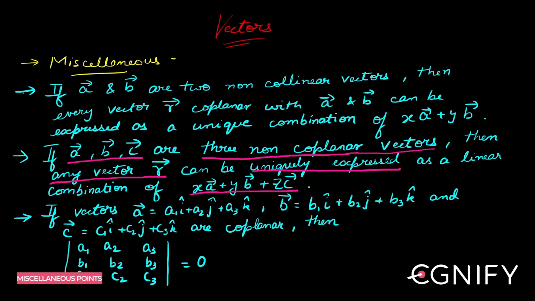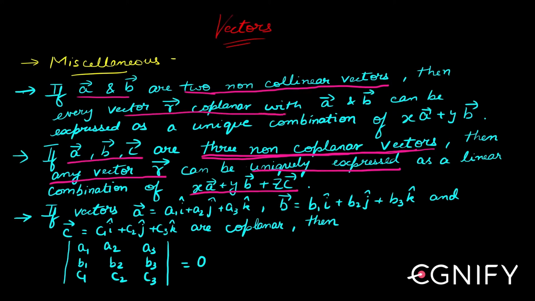So what is the difference between the first point and the second point? In the first point, you had two non-collinear vectors. Here you have three non-coplanar vectors. That is the first difference. The second difference is every vector r bar coplanar with a bar and b bar. Here, any vector r bar can be uniquely expressed. So that vector can be anything, literally any vector. And there you can represent them using a bar and b bar only if it's coplanar with a bar and b bar. And here you can represent any vector as a linear combination of these three.